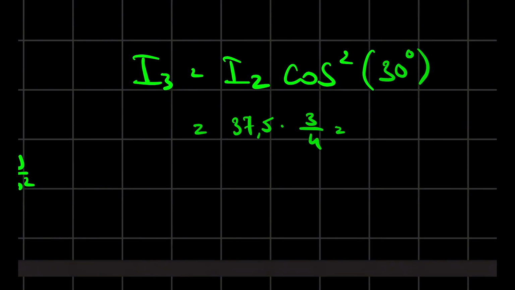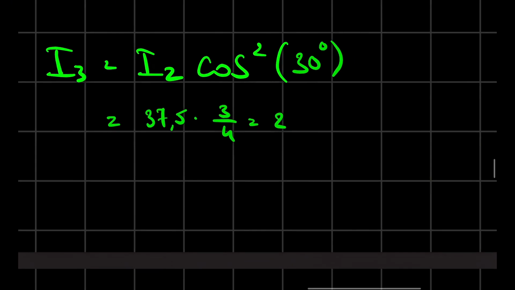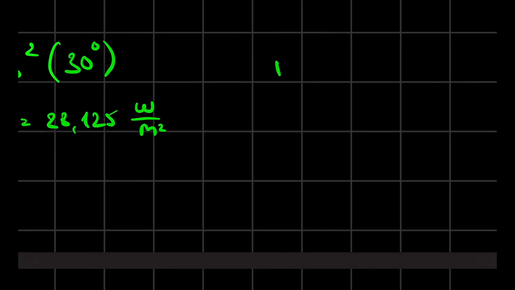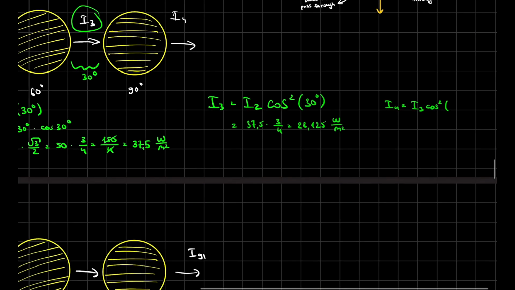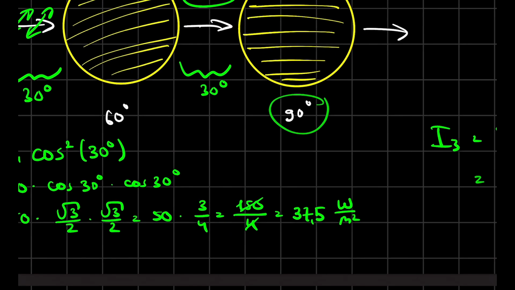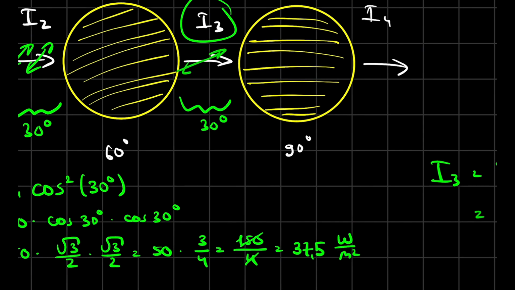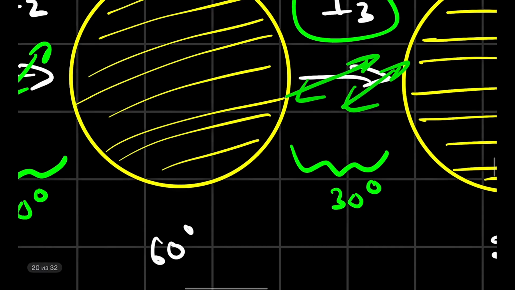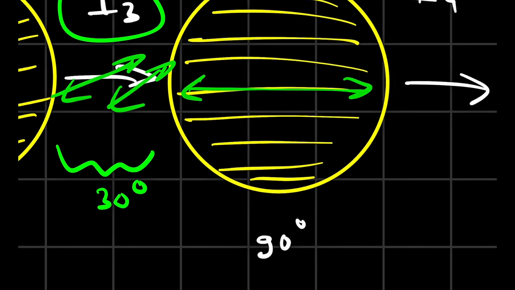Okay, let me calculate it fast. So basically it is 125 watts per meter squared. Okay, and the last thing that we need to calculate is intensity 4. Its initial intensity is intensity 3, and cosine squared of the relative alpha between those two would be again 30, not 90. Don't write 90 because it is the relative angle between those two. Light already approaches this last one at an angle of 60, and this angle is 90. We need to take their relative angle, this alpha. That's why their relative angle would be 30.